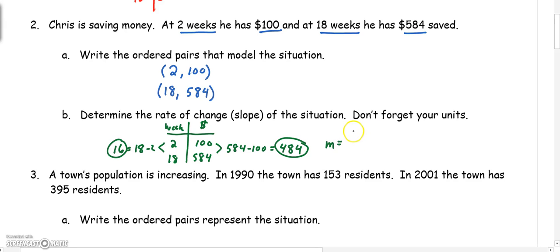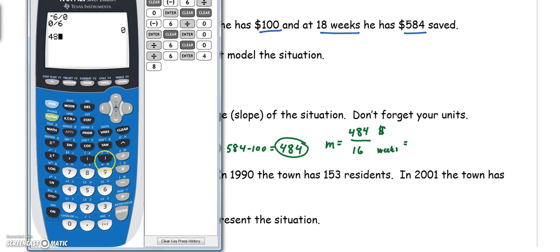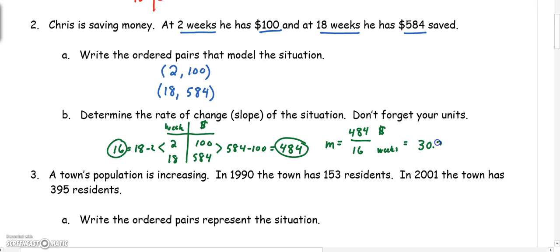My slope then is my change in dollars, $484, divided by 16 weeks. I can put that in my calculator: 484 divided by 16, and we get $30.25 per week, because he's saving money at a rate of $30.25 each week.